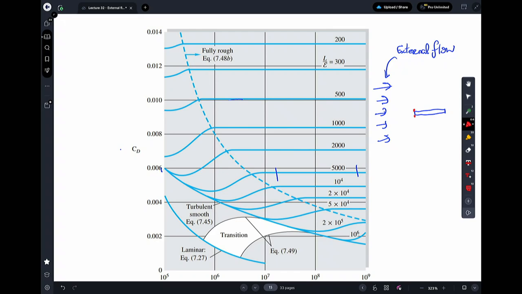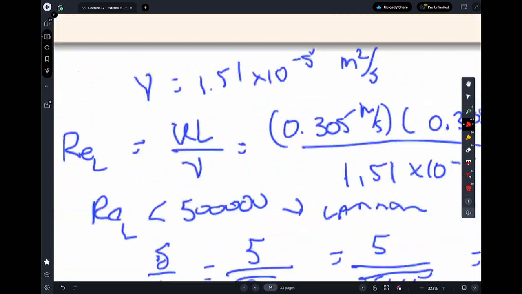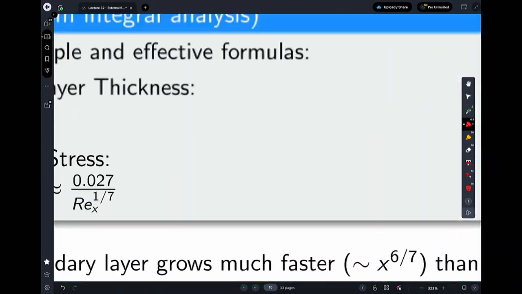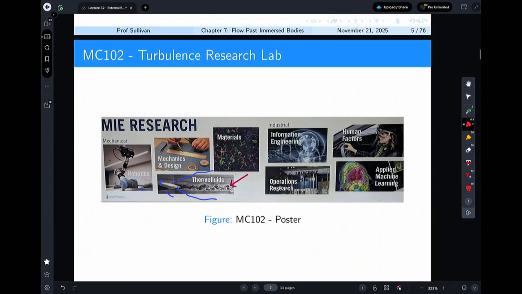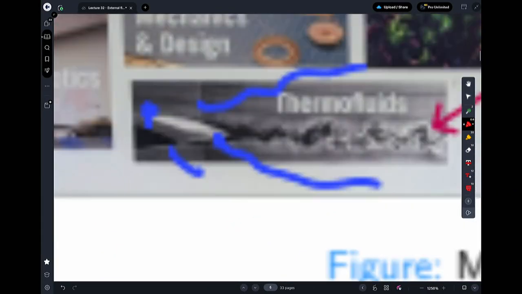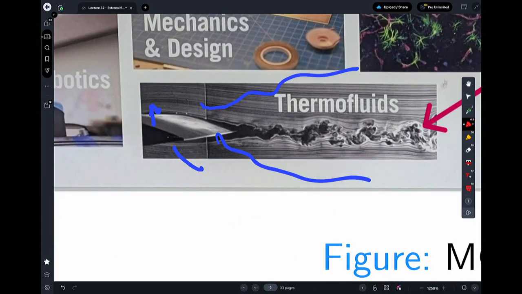But as you move downstream, the effect of the wall increases. Now, this is not laminar or turbulent. This is just some case. So you'll see, well, I can actually show that. Right here.